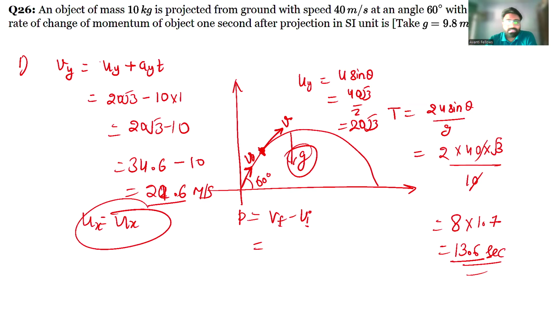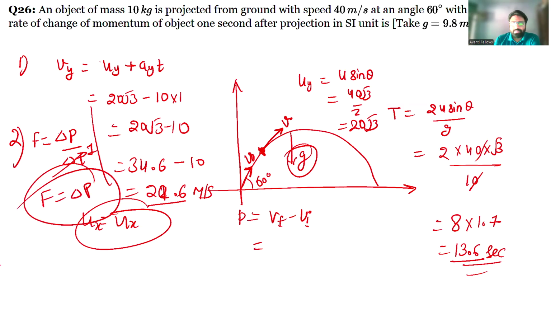Now, there is another method also. Second method, we know that force is given by change in momentum per unit time. So if delta t is 1 second, the force is nothing but delta P, the change in momentum. And in this projectile motion, the force that is acting is mg always. Only the gravitational force is acting, and this is not changing. So whatever force we have initially, the final force is also the same. Got it?